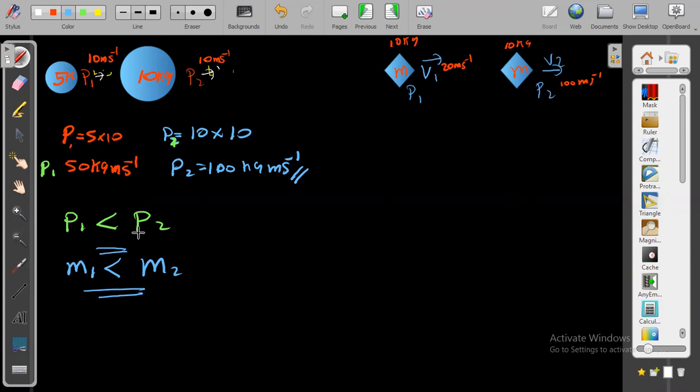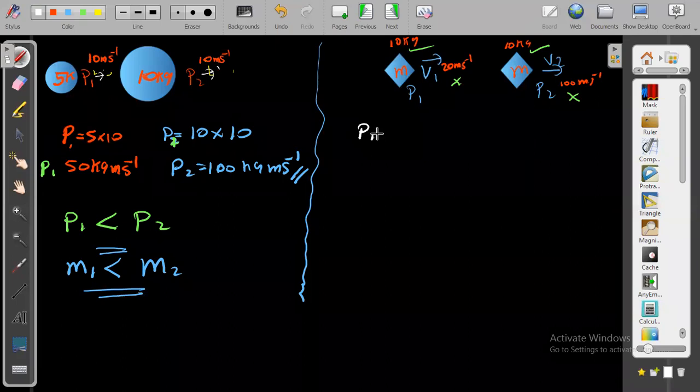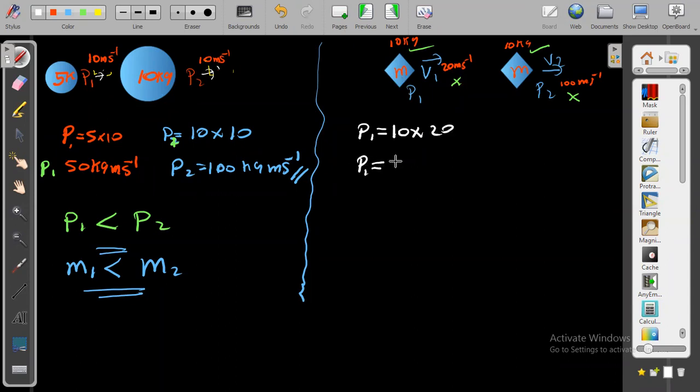Now let's go for the right hand side one. Similar mass of 10 kilograms each, but this one is traveling at a velocity of 20, and this one at 100 meters per second. In the first one, P1 is 10 multiplied by 20, so the momentum is 200 kg m s minus 1.